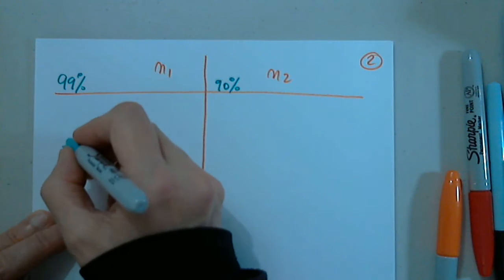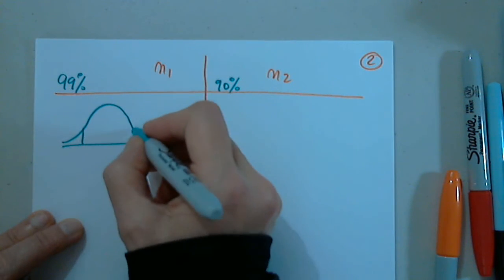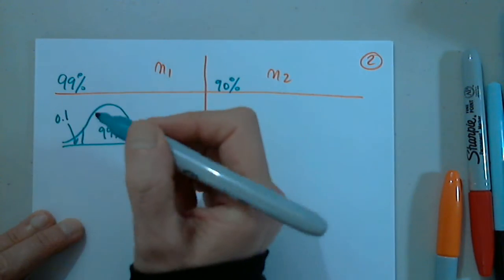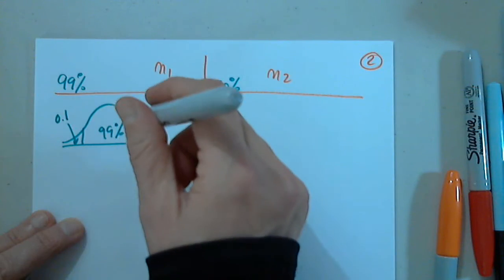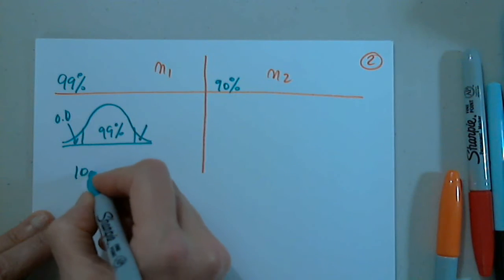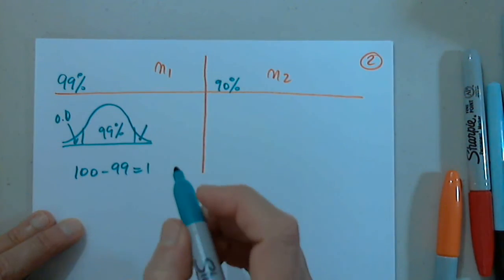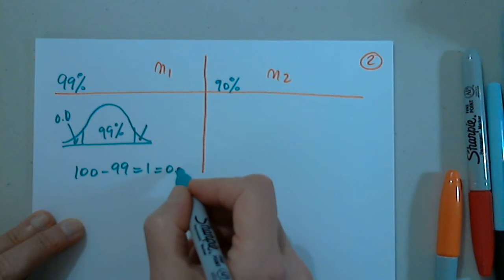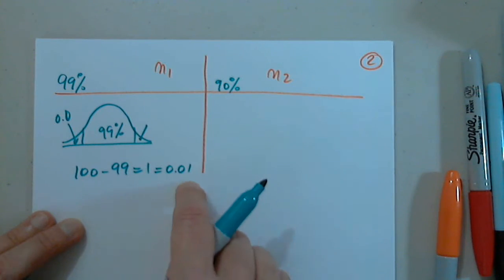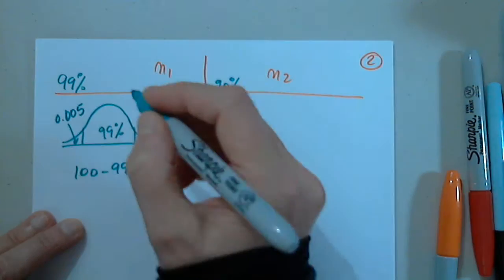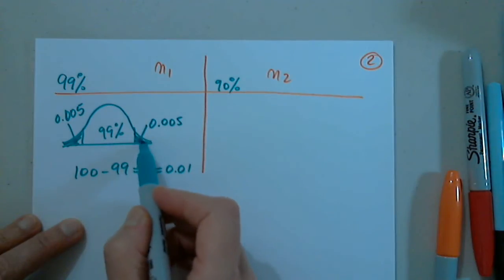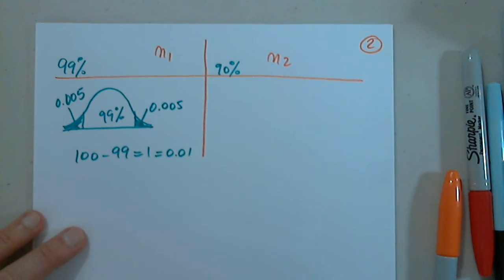So I draw my graph. I know that the middle is 99%. I know that this piece is 0.1. I'm sorry, it's 1 divided by 2. So 0.05, right? So 100, let me write it here, minus 99 is 1. So this is 1%. It's 0.01. So when I divide 0.01 by 2, I get 0.005. And this is 0.005. These are called tails. We're going to come back to those tails again today.